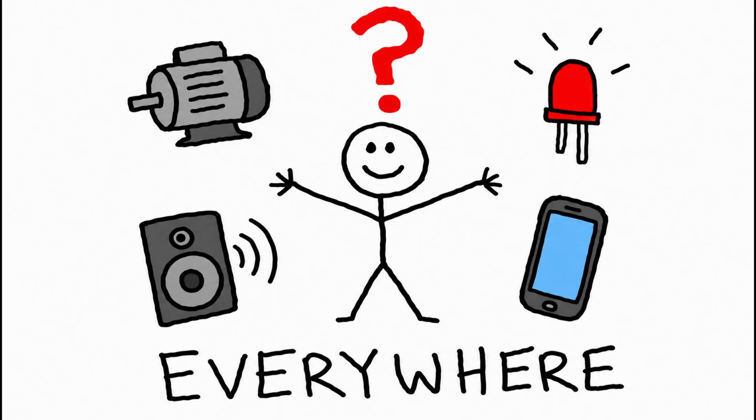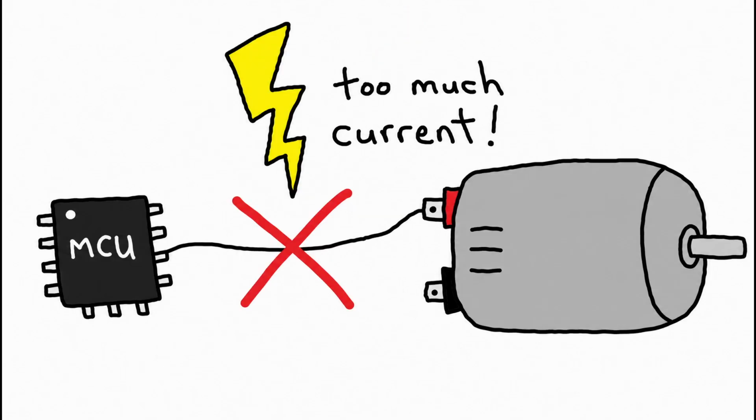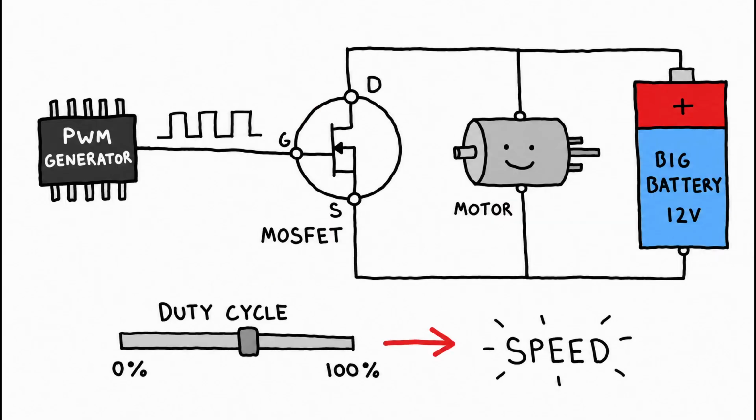So where do you actually use this? Everywhere. Motor speed control. You can't safely send a variable voltage directly from a microcontroller to a motor. The controller can't supply that current. Instead, you use PWM to drive a transistor or a MOSFET that switches the full motor supply on and off. Change the duty cycle, change the speed.